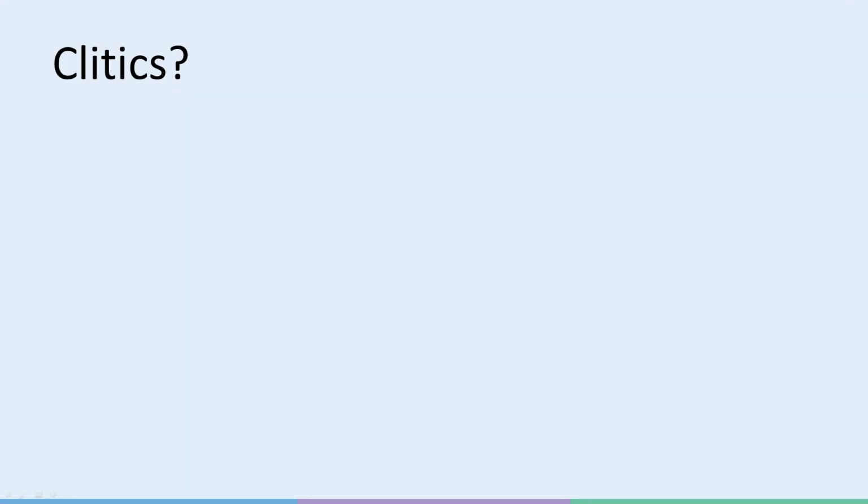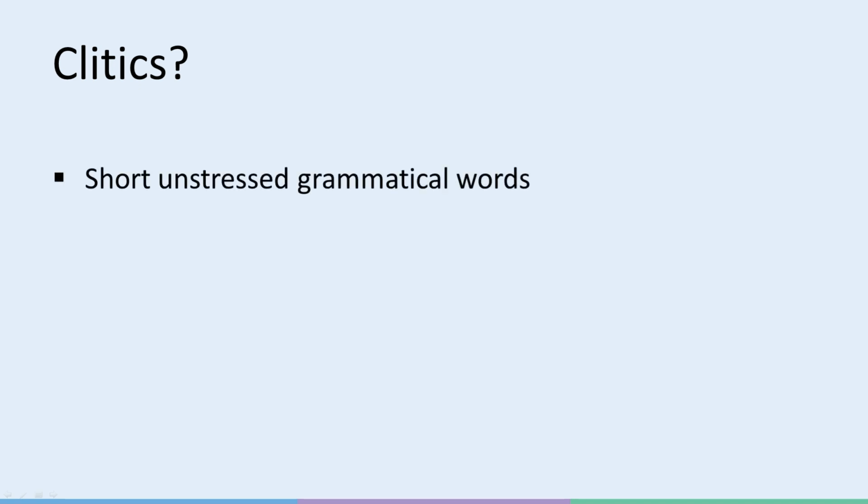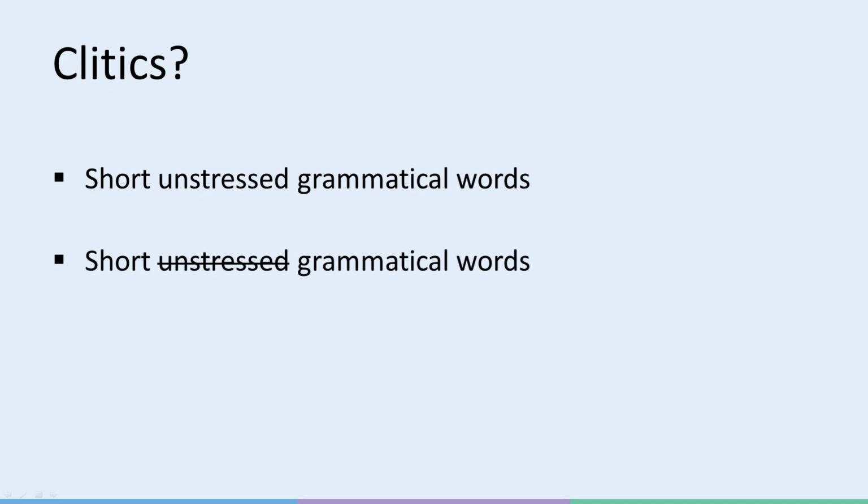What on earth is a clitic? Clitic is just a fancy term for short, unstressed grammatical word. Actually, we're not interested in the unstressed part at all. They're words that A, are very short, and B, they have a grammatical function. So we're talking about words like her, him, us, as opposed to table, vase, and flower.